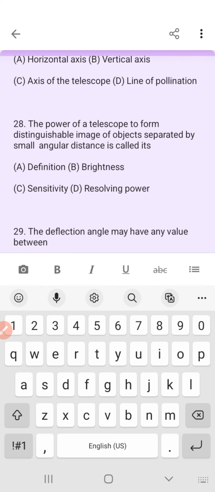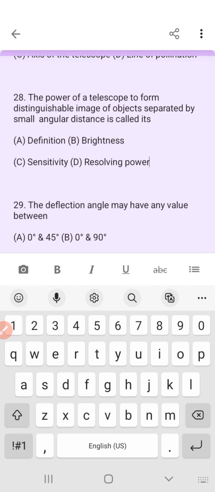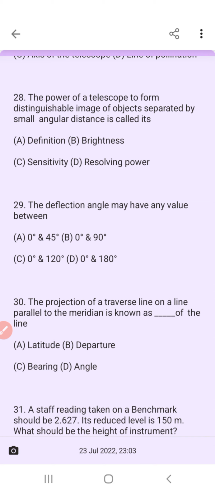The power of a telescope to form a distinguishable image of objects separated by a small angular distance is known as: A. Definition, B. Brightness, C. Sensitivity, D. Resolving power. Correct option is resolving power. The deflection angle may have any value between 0 degree and 180 degree.